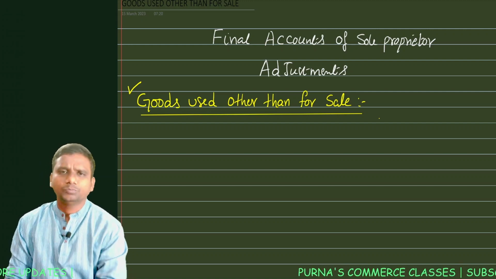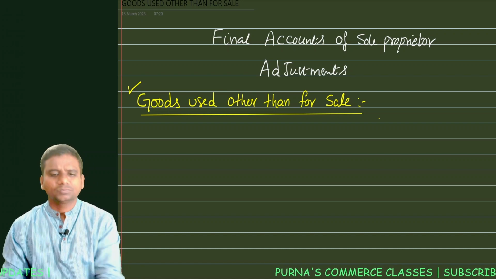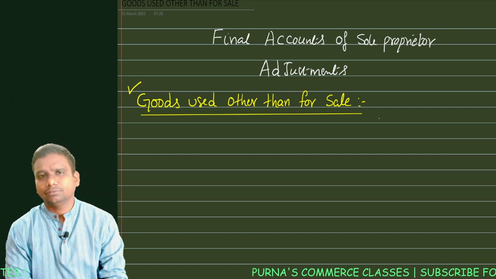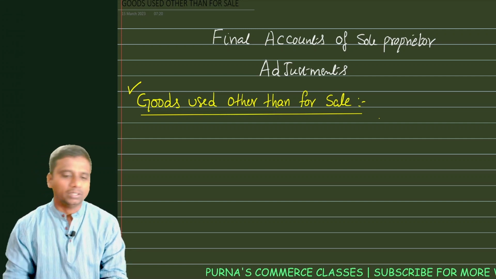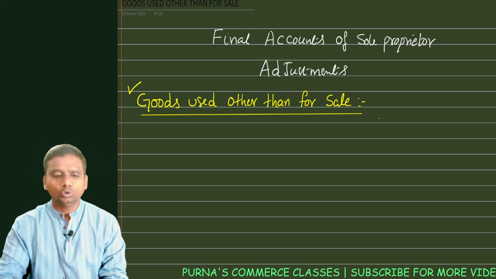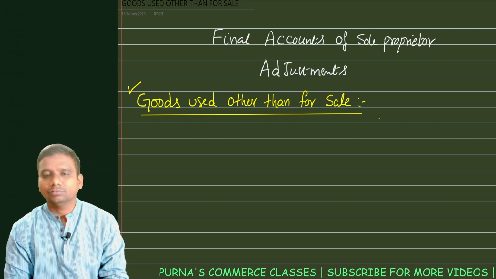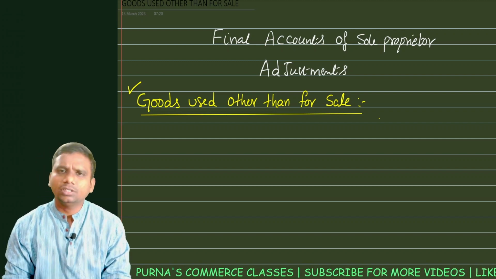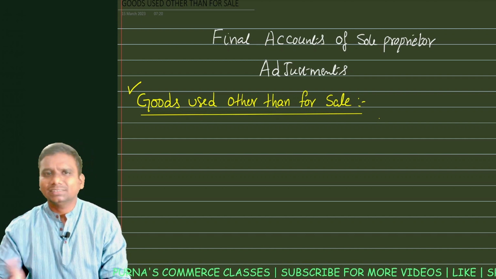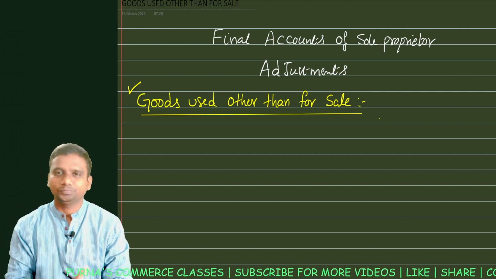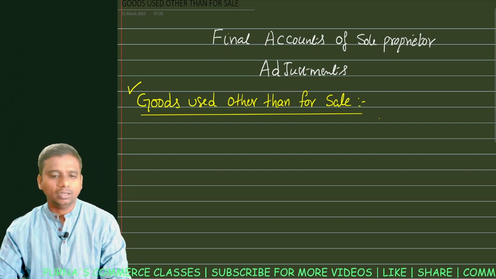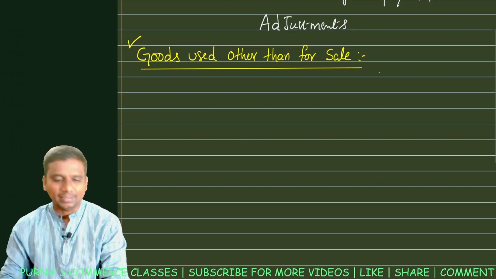In this video, we are going to discuss the adjustments for final accounts of sole proprietor. So, we'll discuss goods used other than for sale. Generally, business purchases goods for the purpose of sale. Yes or no? Okay. Here I am going to take one example. Look at it.